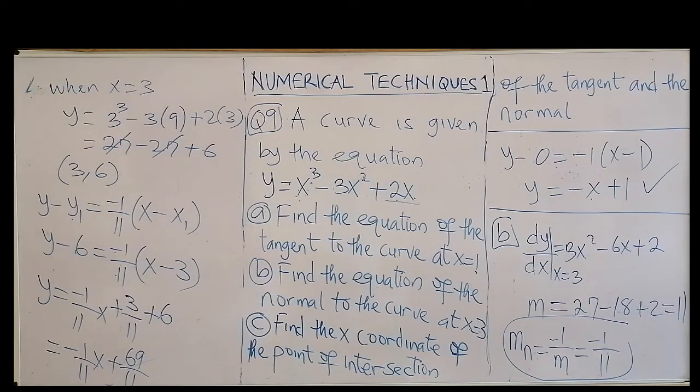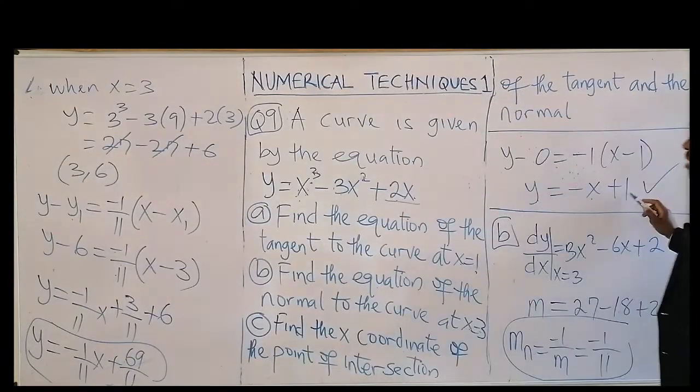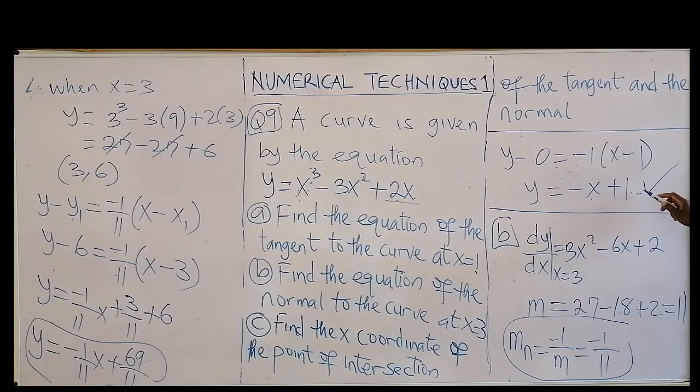Then the next thing to do now is the point of intersection. Find the x coordinate of the point of intersection. So that's very simple. We have the equation of the normal, which is this one, and we have the equation of the tangent to the curve. We have it here. Equate the two equations together and get the x coordinate.